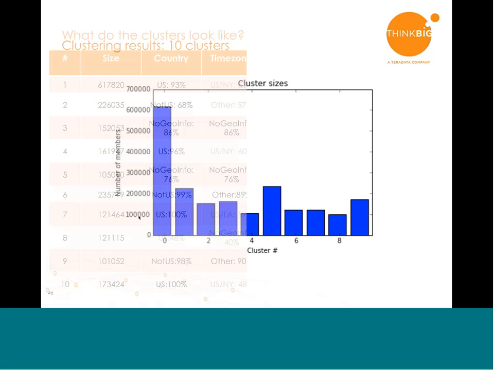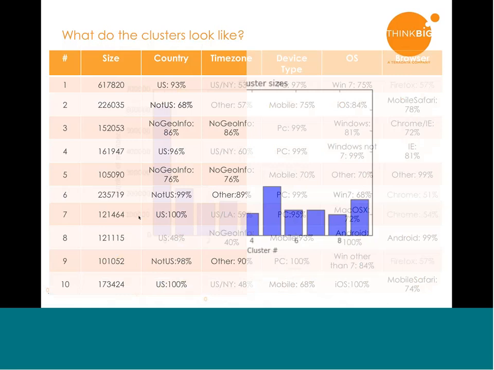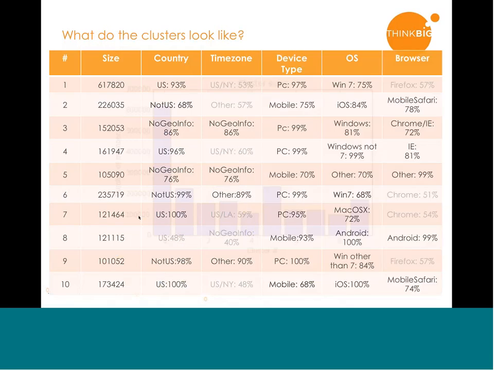We can also look at what are the properties of these clusters. So if we look at the most frequently occurring value in each category, in each cluster, we can map it out like this. So here we've got cluster 1. It is the largest. It's got about 600,000 hits to the website in this cluster. These are mostly coming from the United States. These are mostly PCs, and these are mostly on Windows 7.